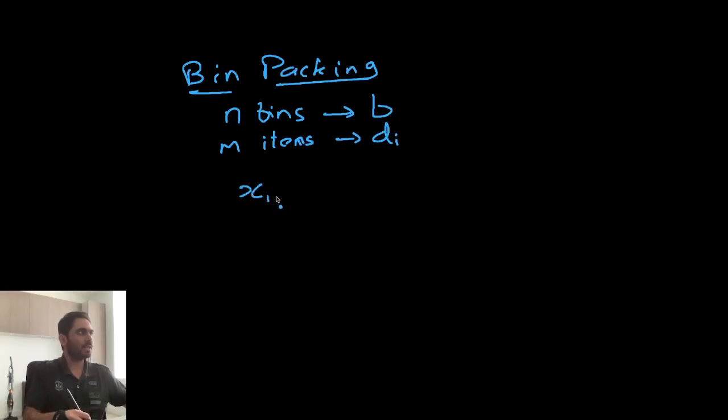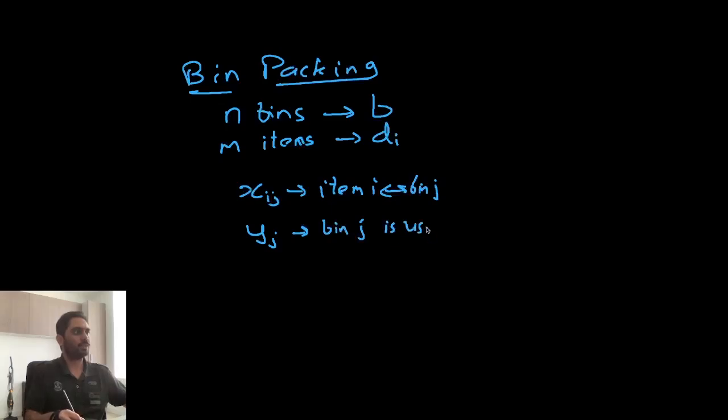It is x_ij, right? That's a binary variable that denotes that item i should go to bin number j. Okay, and then we have another set of binary variables, let's say y_j, that basically says if bin j is used. Okay, so now let's see, using these two variables, how we can write the complete model, right?